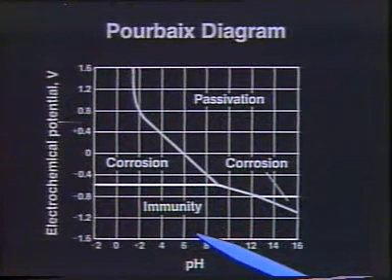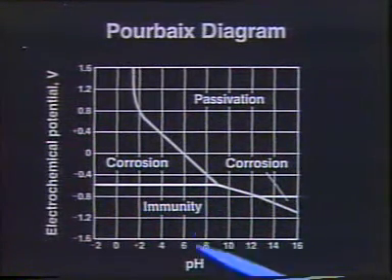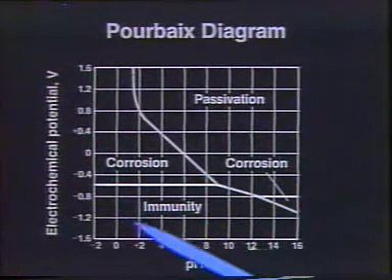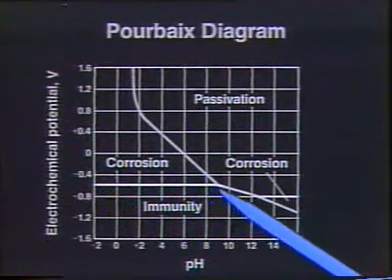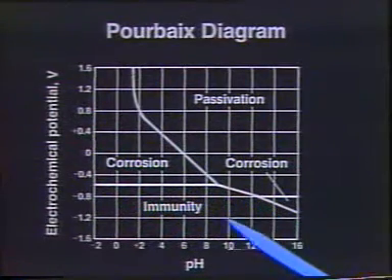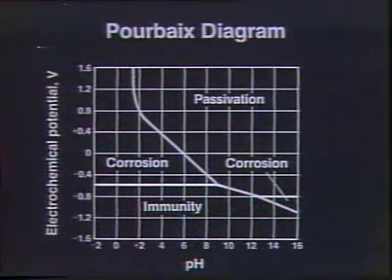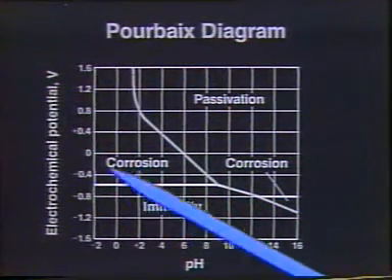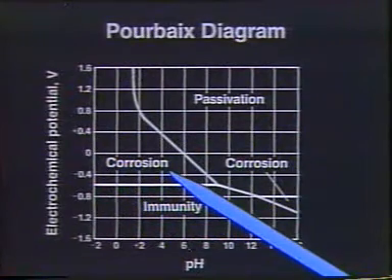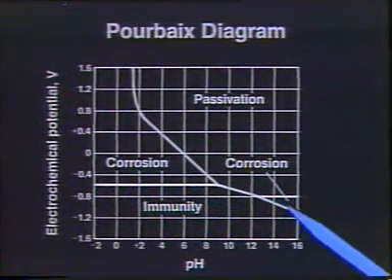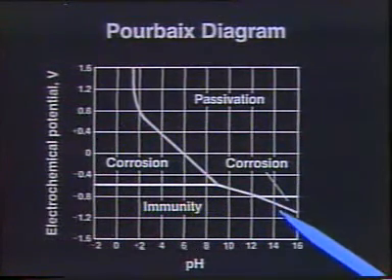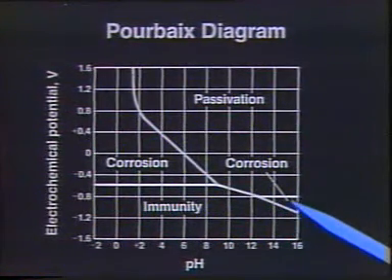Now what it really says is that by imposing electrochemical potential on a material, we can cause it to become immune. That is, we can stop it from corroding just by bucking it out with this other current. Or we can get a condition where we have active corrosion. Actually, it's in two fields you see here. There's a field over here that's corrosion, and there's a field over there that's corrosion, at these particular very low pHs and very high pHs.